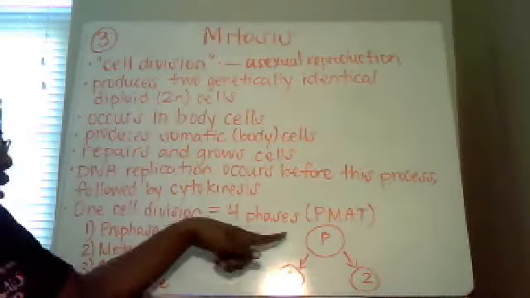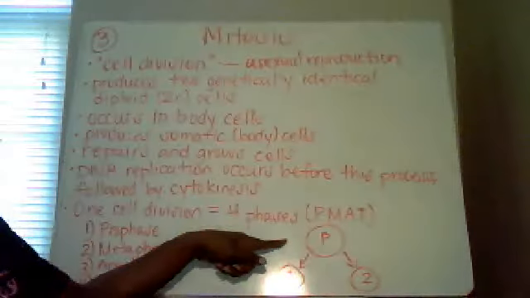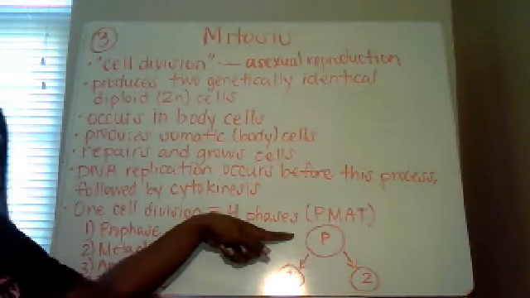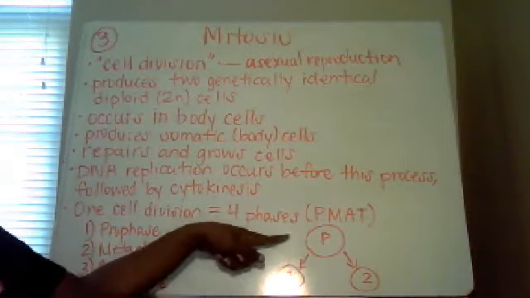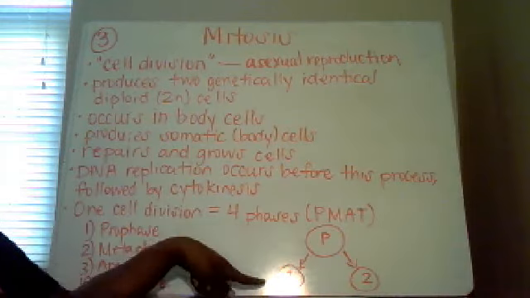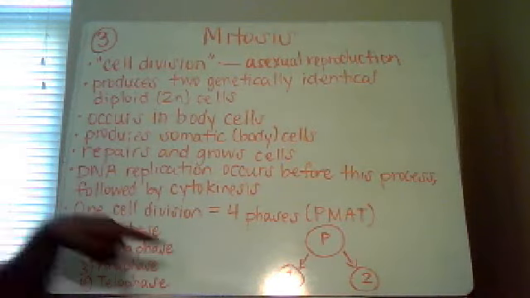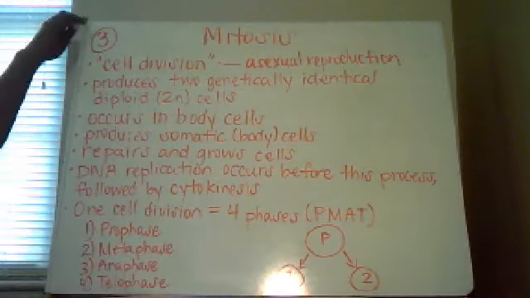Over here, there's a diagram of mitosis. This P represents the parent cell or the original cell. That's going to be used to form 2 genetically identical cells. So here's cell 1 and here's cell 2.